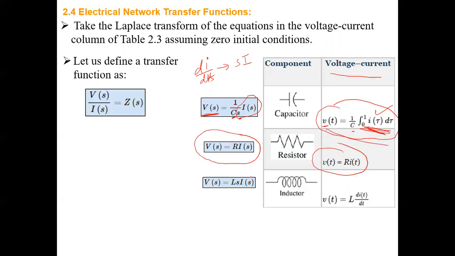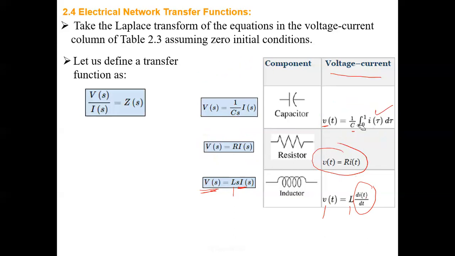Then similarly, what is the Laplace transform of this guy here? The Laplace transform of B is big B, right? The L is constant, no change. And what is the Laplace transform of di over dt? As you said, IS, because this is a derivative, right? Now, having said that, I know the Laplace transform of all those voltage-current relationships.